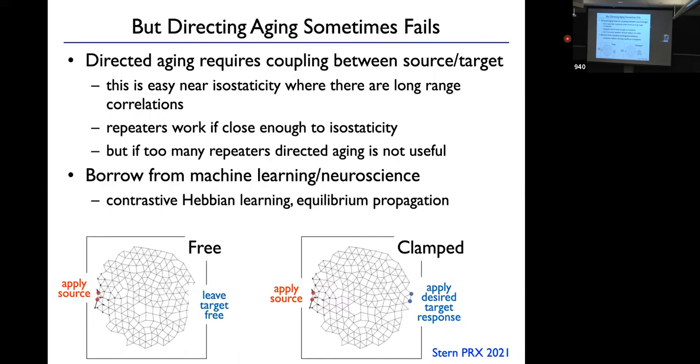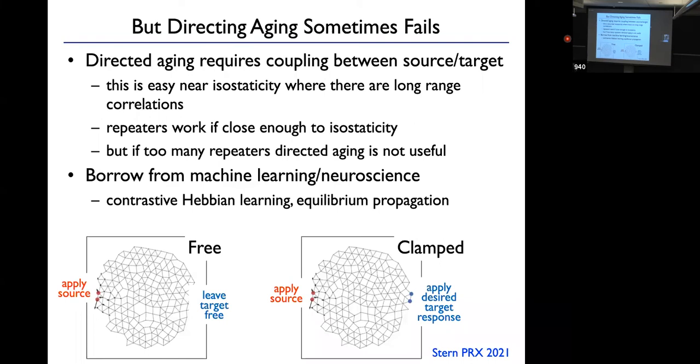Okay, but there is a problem. It turns out that directed aging doesn't always work. It works if you're near the limit of mechanical stability. So if you have a very sparsely connected network, so that on average the number of springs connected to each node is not too far above twice the dimensionality, or 6 in 3D and 4 in 2D. That's why there are long-range correlations between the source and the target.